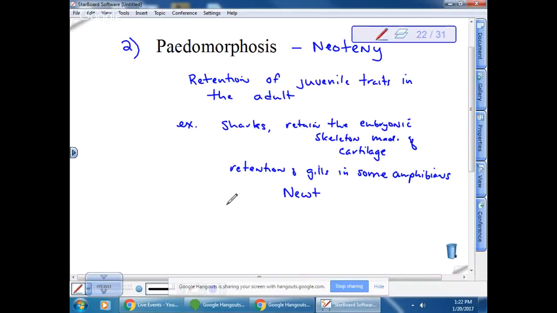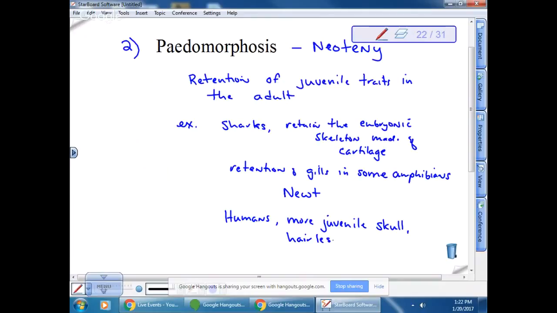And then if we look at humans, we actually think that humans are a product of pedomorphosis and neoteny as compared to the other primates. When we look at humans, we have a more juvenile skull, like a smaller jaw. And we also are hairless. So those are believed to be examples of neoteny.